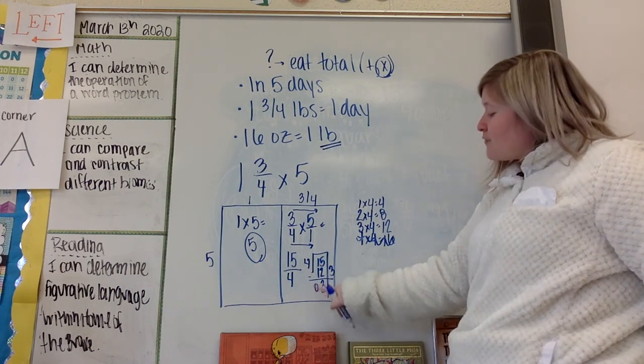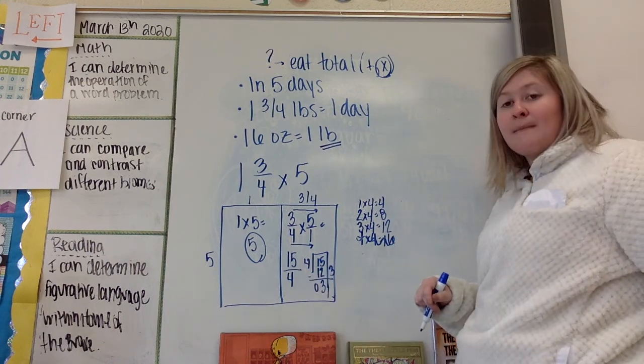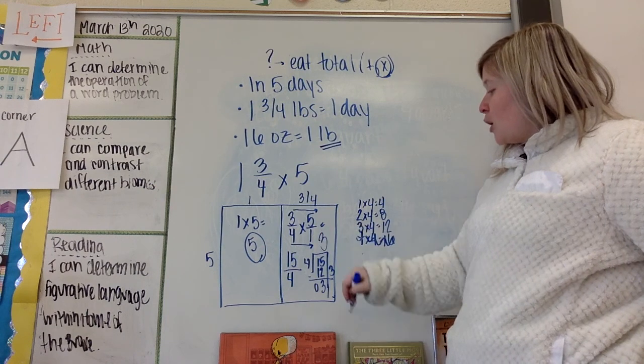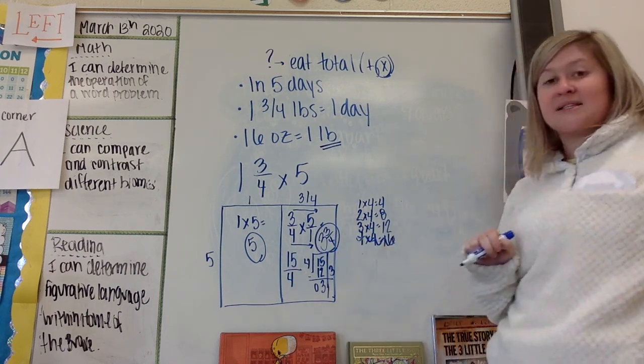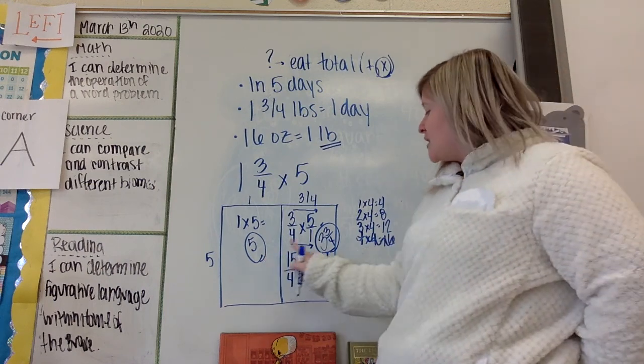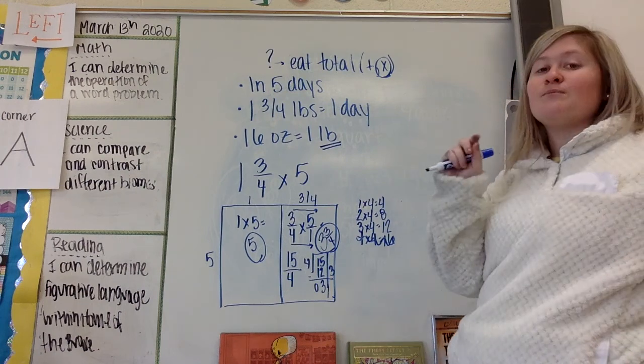So since I only have 3, I cannot make another group of 4. I don't have enough. So that's going to become my remainder. So I have 3 wholes, 3 left out of 4, and I'm going to circle it because that's my answer. So now if I take these two numbers and add them together, I will know the total that they ate in pounds.